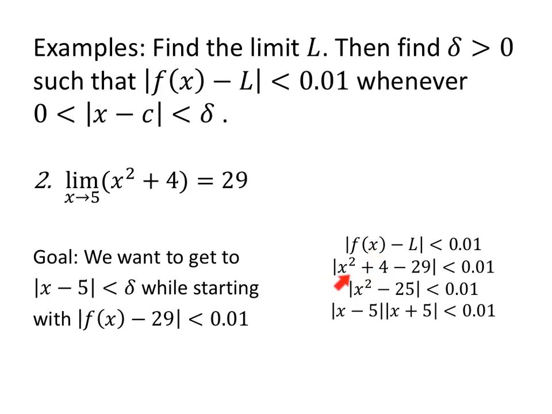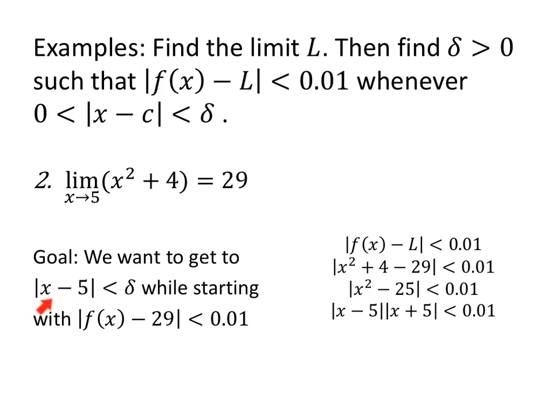Replace f of x with x squared plus 4, minus our limit, 29, still in absolute values, less than 0.01. X squared plus 4 minus 29 is x squared minus 25, still in the absolute values, still less than 0.01. But now what do we do? X squared minus 25, and keep in mind your goal. Always nice to know where you're going with this.